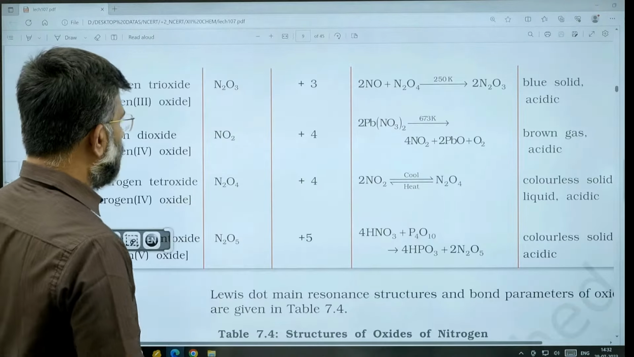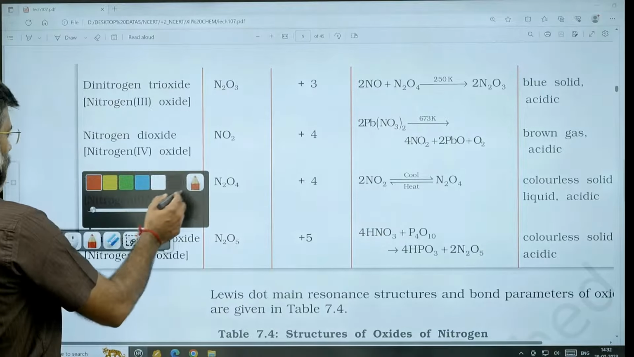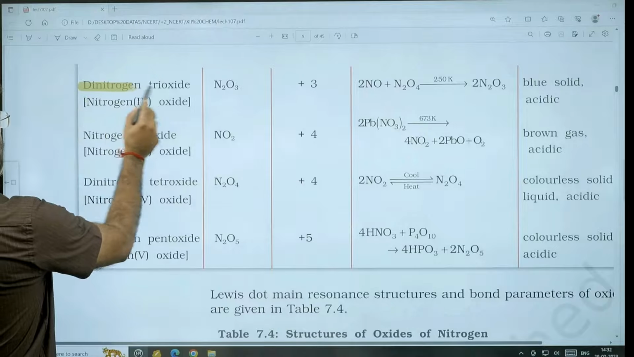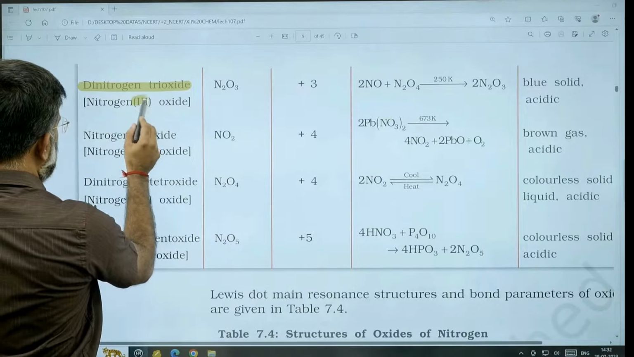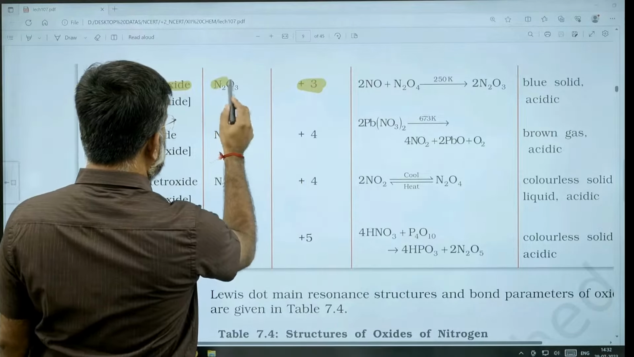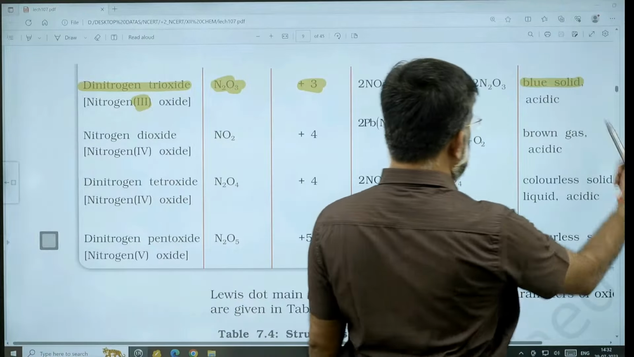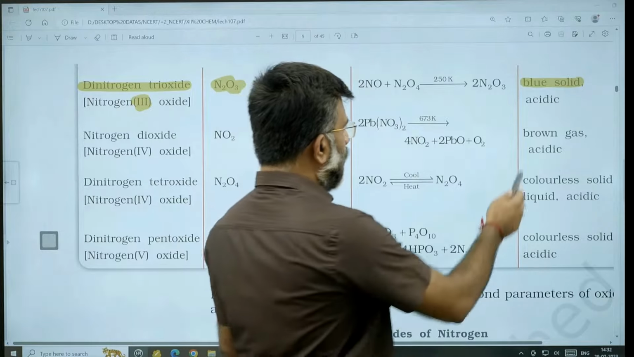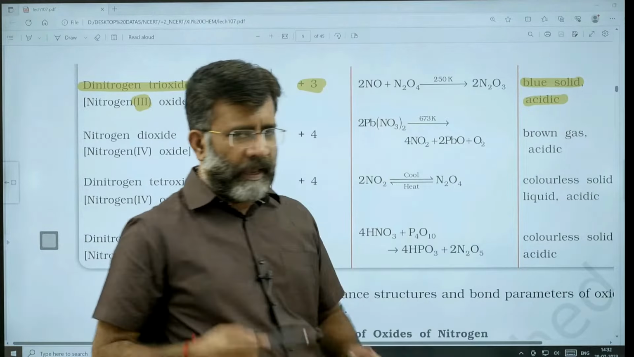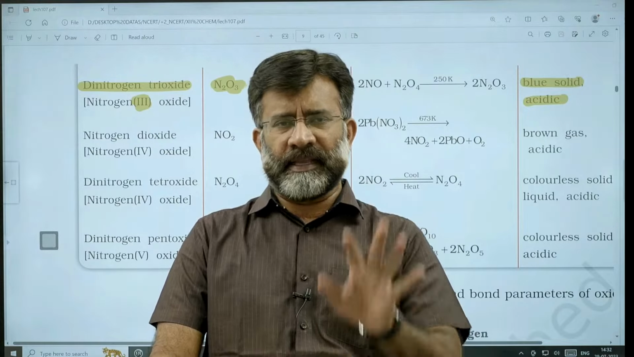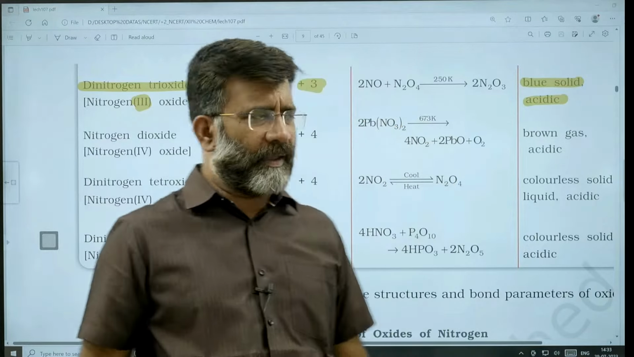Next it is dinitrogen trioxide. Dinitrogen trioxide, or nitrogen 3 oxide, N2O3, is available as a blue colored solid, and it is acidic in nature. As the oxidation number increases, for multiple oxides, acidic character increases. That's a general trend.